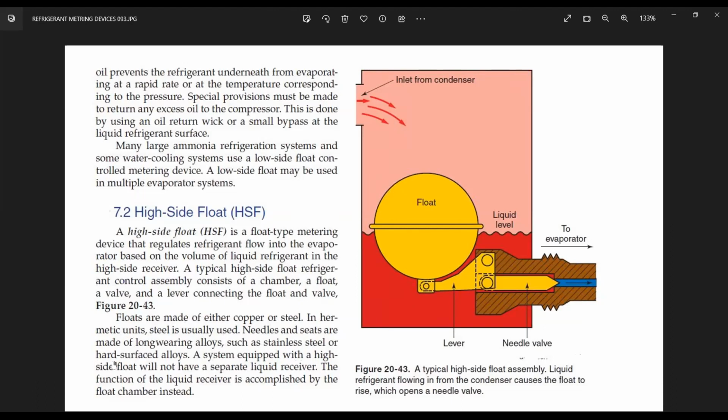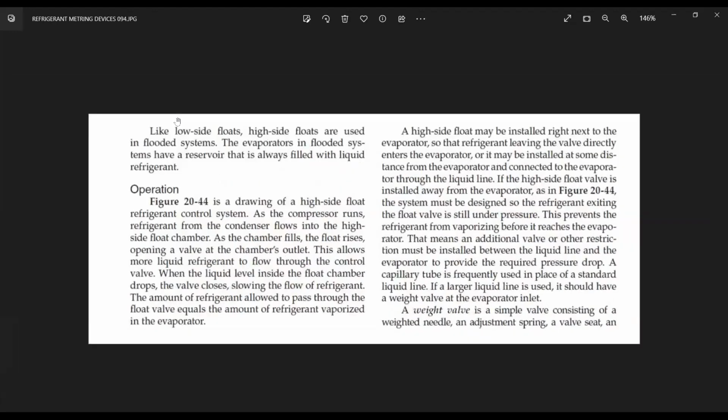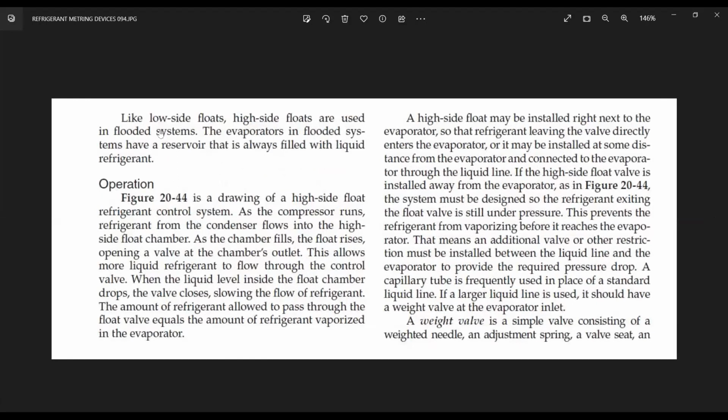A system equipped with a high side float will not have a separate liquid receiver. The function of the liquid receiver is accomplished मतलब फ्लूइड चेंज, मतलब यही लिक्विड रिसीवर का काम है। तो यहाँ पे आपका आ जाएगा लिक्विड, and it will work as a liquid receiver also. Like low side floats, high side floats are used in flooded systems. The evaporator in the flooded system has a reservoir that is filled with liquid refrigerant.